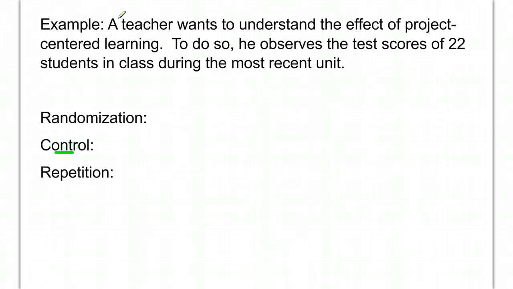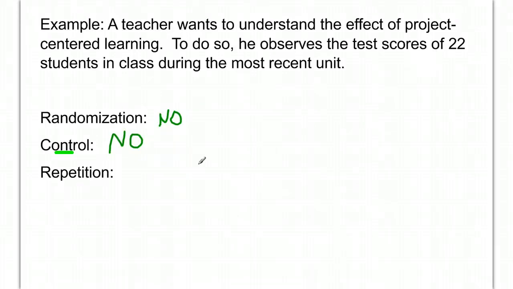Control, it doesn't say anything about comparing these students to anyone else. Just observing the test scores of these students. So there's no comparison, there's no control. No past data to look at, anything like that. So the control is an issue. If there's no comparison group, there is no randomization, because you have to randomly assign people to different control groups. So if there is no control, it's going to be impossible to randomly put people into the 2 different groups. So no control, no randomization.